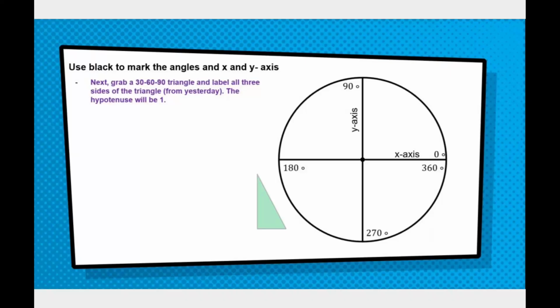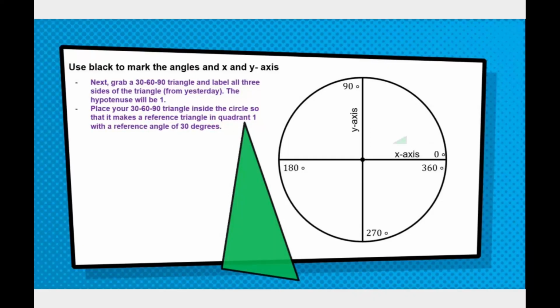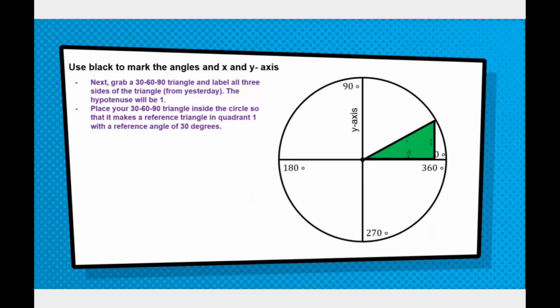Next, you're going to grab a 30, 60, 90 triangle and label all three sides like we did from yesterday. So the 30, 60, 90 triangle, remember, that was the square roots of 3 over 2, the 1/2, and those were our ordered pairs. So right here, that's kind of what we're looking at. And we're getting these lengths from yesterday talking about these special right triangles. The X value right here was square roots of 3 over 2. The Y value is 1/2. And, of course, the radius for the unit circle is 1. So that's our hypotenuse of this triangle.